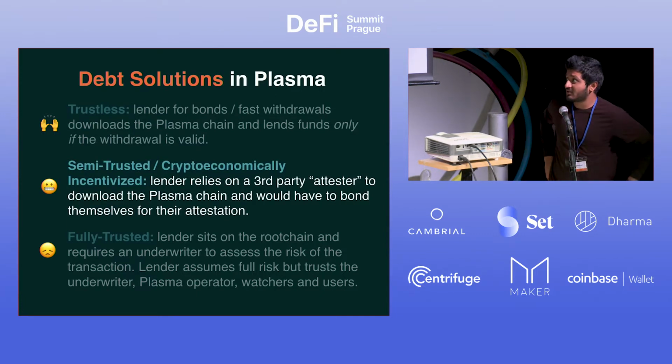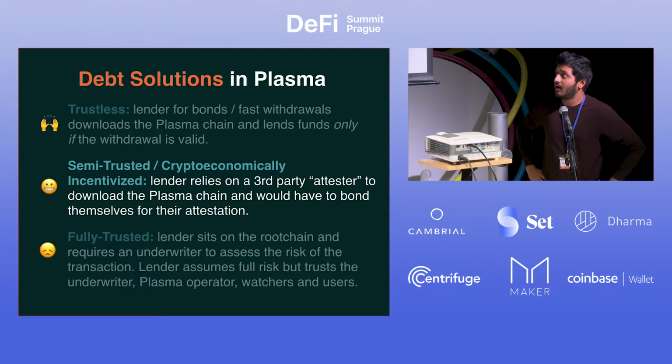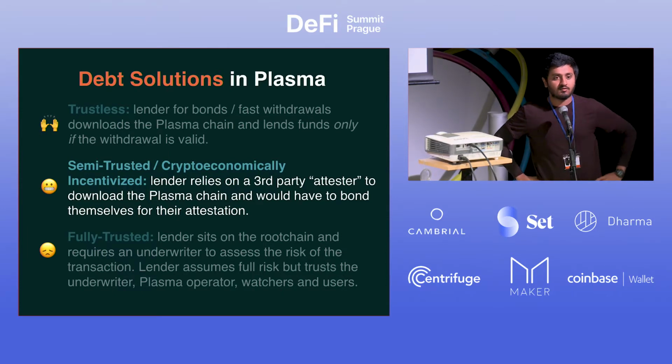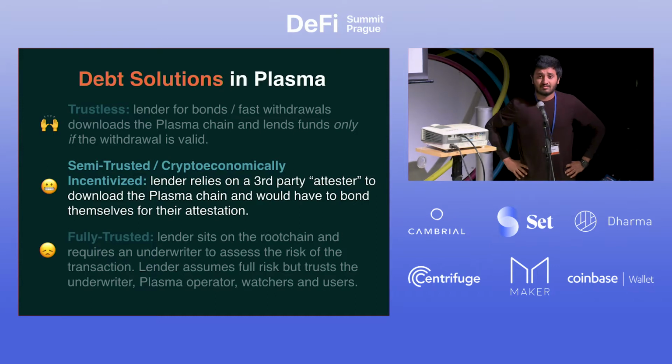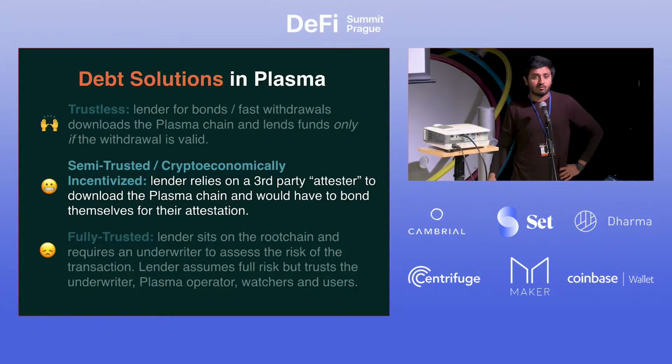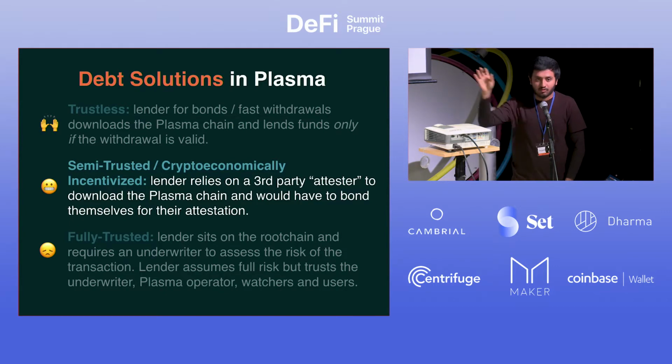Then the semi-trusted or crypto-economic incentive case is where a lender relies on a third party. If you're a lender looking to front capital for users who are trying to withdraw, maybe there are underwriters or third-party attesters, operators or watchers on the network of a Plasma chain, who attest to the risk of that particular withdrawal, and you go off their attestation and lend based on that. In this case, the underwriter or risk attester can put up a bond or have some crypto-economic incentives to make sure that the lender is compensated if the loan is defaulted.